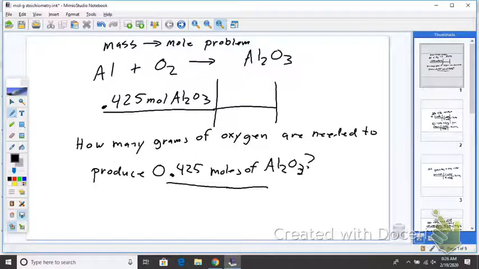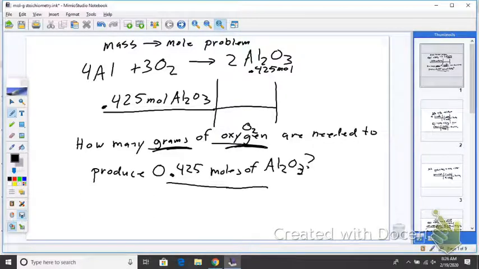Okay. The first thing I have to do is make sure I balance this equation. So that's 4, 3, 2. You guys know about balancing. Now, what it wants to do is find grams of oxygen. Oxygen is O2. So I need to go to grams. Basically I'm starting off right here with 0.425 moles of this, and I need to come over here to grams.